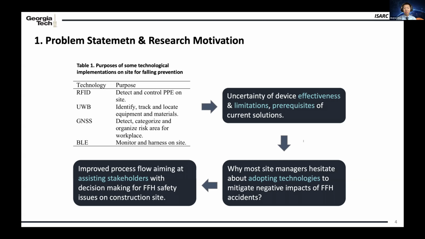However, limitations still exist so far due to the uncertainty of device effectiveness, as well as the prerequisites of implementation for some solutions. Therefore, the stakeholders and managers are demonstrating great concern and hesitation about the adoption of these FFH accident technologies. So in this research, what is presented is an improved process flow that is aiming at assisting stakeholders with the decision-making process for FFH issues on site by proposing some different solutions to the current limitations, which will be displayed within the flow chart in section 4.